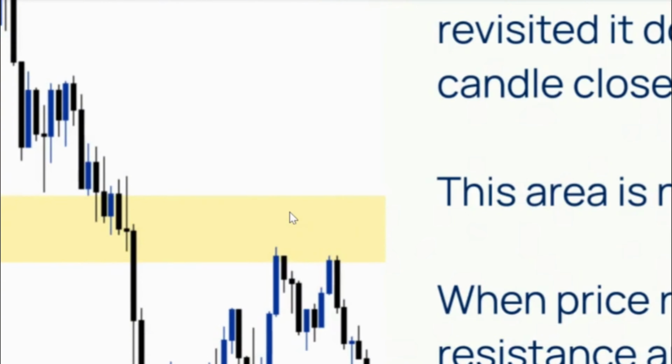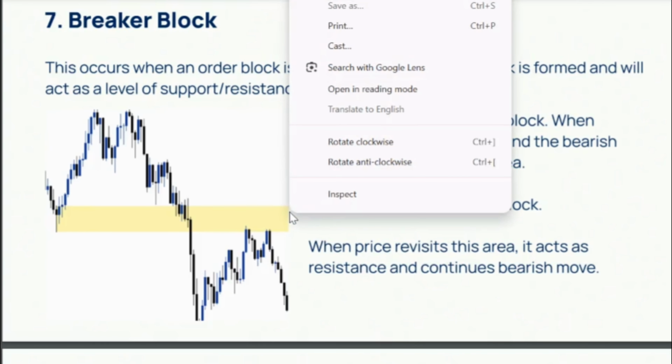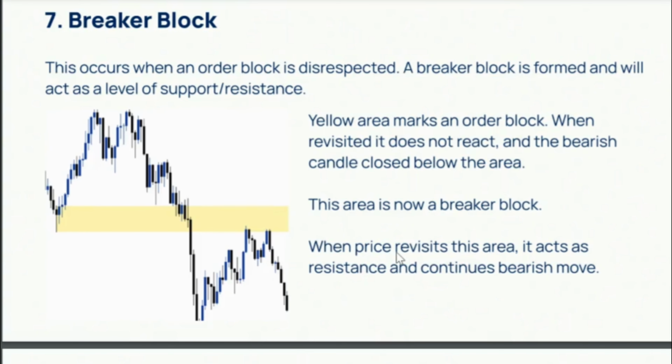the order block. So what does this mean? It means that price has basically ignored the order block and it's been disrespected. So it goes in the opposite way. This is now a breakup block because price has been broken and the structure has been broken. So then price does revisit this. It does the opposite. It becomes a level of resistance in this case. So price revisits it, resistance instead of a level of support, which would act in this sense.